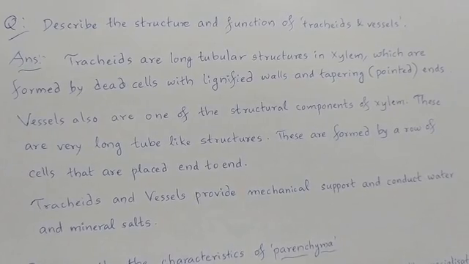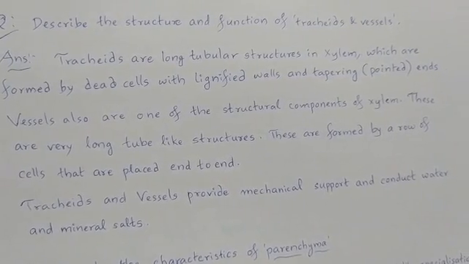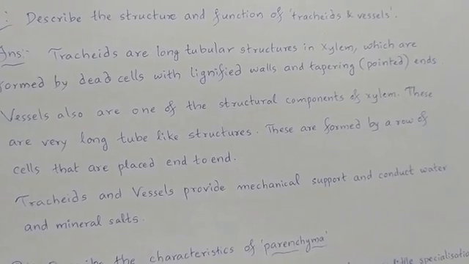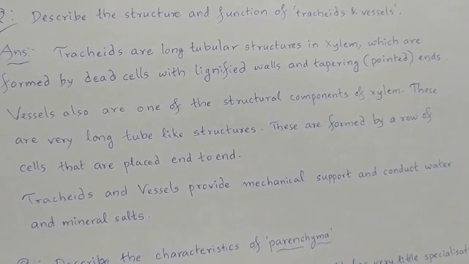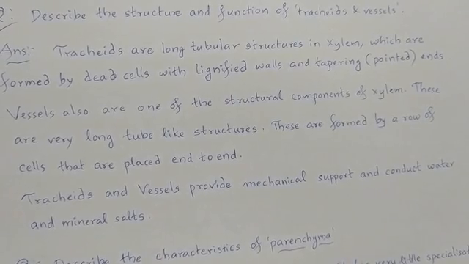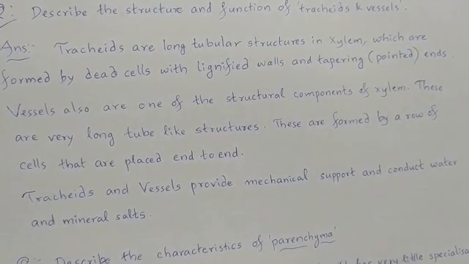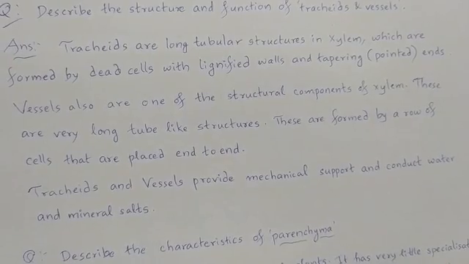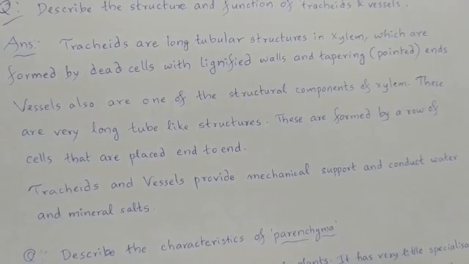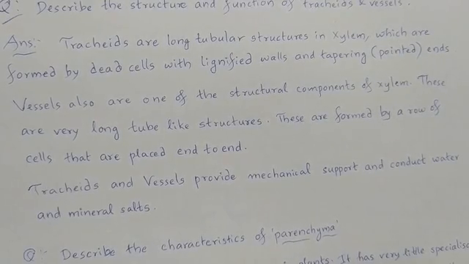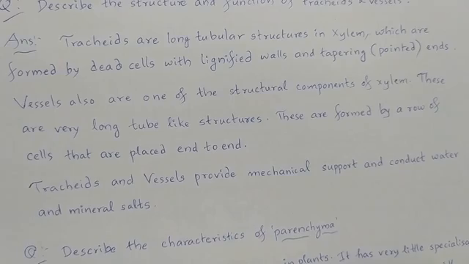Describe the structure and function of tracheids and vessels. Tracheids and vessels are the components of xylem. Tracheids are long tubular structures in xylem, and these are formed by the dead cells with lignified walls, and they have tapering or pointed ends. So simply to speak, tracheids are formed of sclerenchymatous cells.